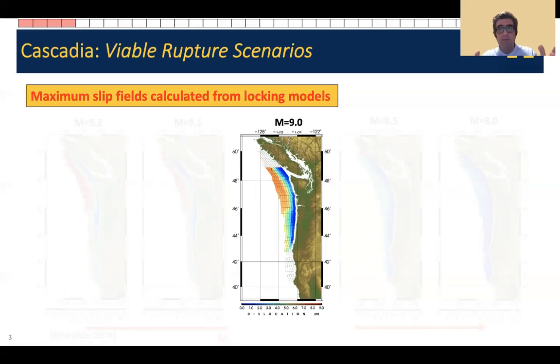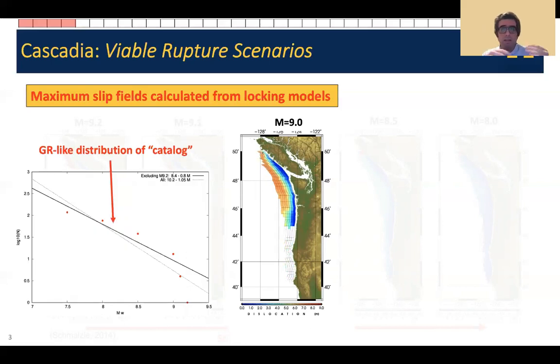Remember, I'm not dealing with the time domain probability of the ruptures. This is from a deterministic point of view. Since I'm working with the rupture surface area, the catalog that I'm building is going to be Gutenberg-Richter like, and the distribution has a b-value close to 1.